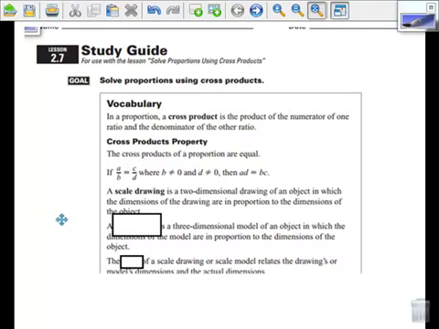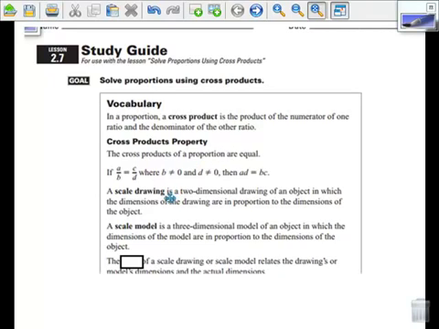A scale drawing is a two-dimensional drawing of an object in which the dimensions of the drawing are in proportion to the dimensions of the object. So you're scaling it down, you're making it smaller. They do that a lot when they're preparing to build a float, so that probably went on over the weekend would be my guess. A scale model is a three-dimensional model of an object in which the dimensions of the model are in proportion to the dimension of the object.